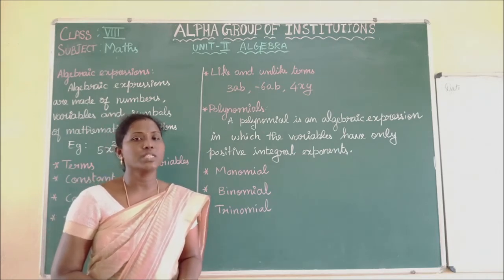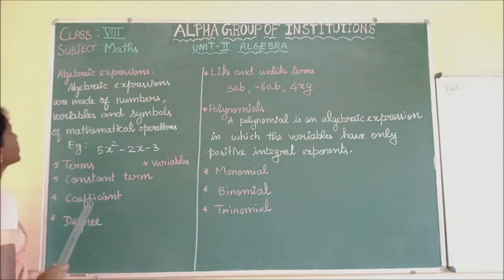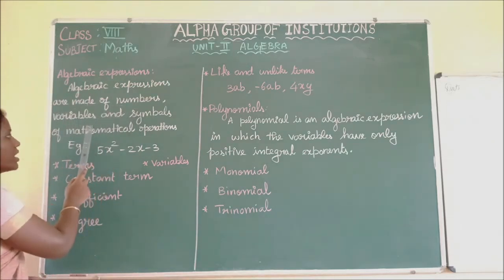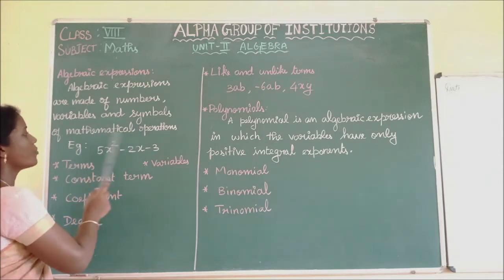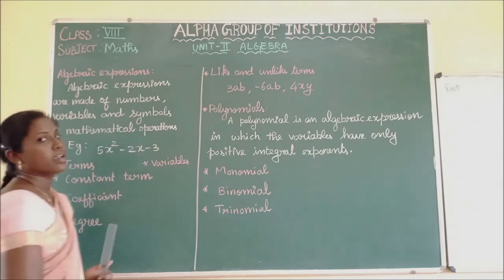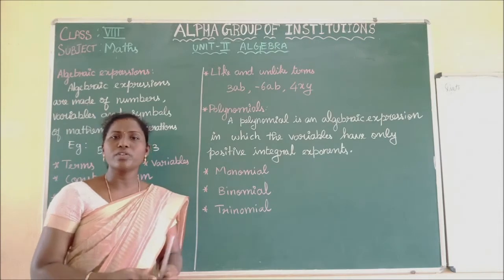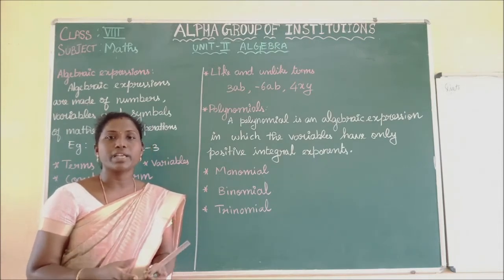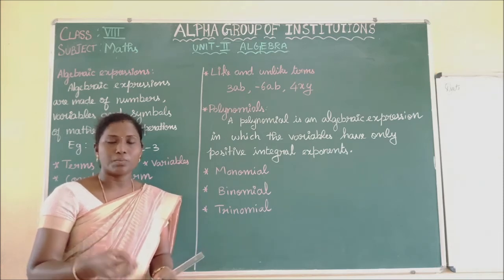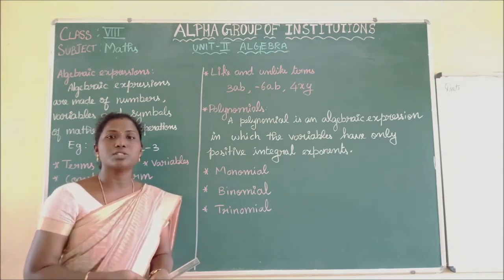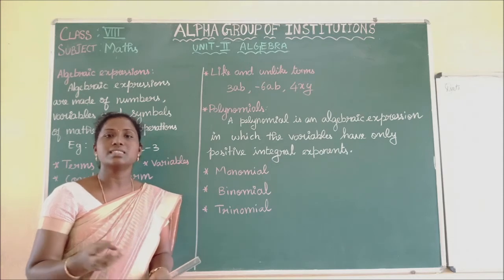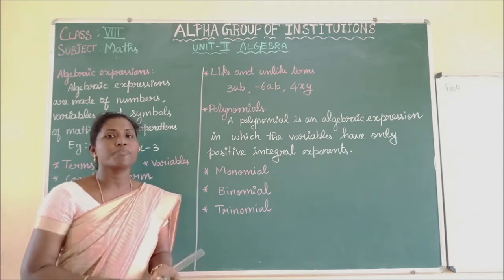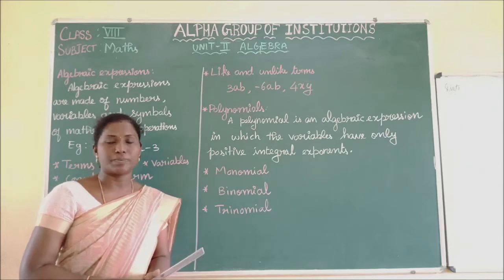Okay, so see, first algebraic expression. Algebraic expressions are made of numbers, variables and symbols of mathematical operations, isn't it? How will you identify an algebraic expression? The algebraic term or algebraic expression is the combination of numbers, variables and symbols of mathematical operations such as addition, subtraction, multiplication and division. That is called an algebraic expression.